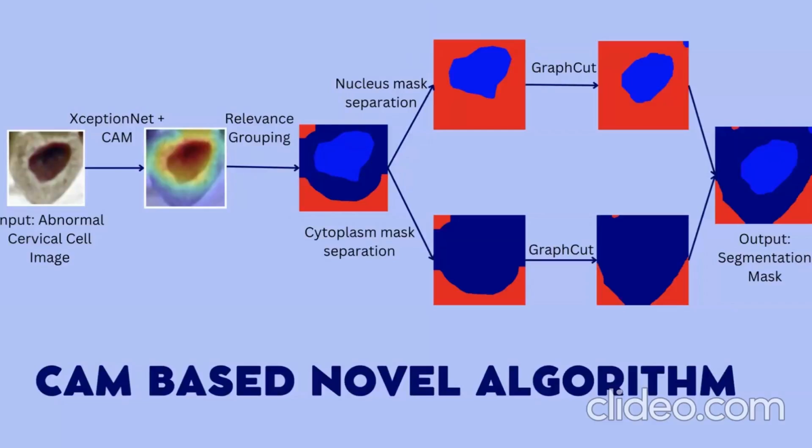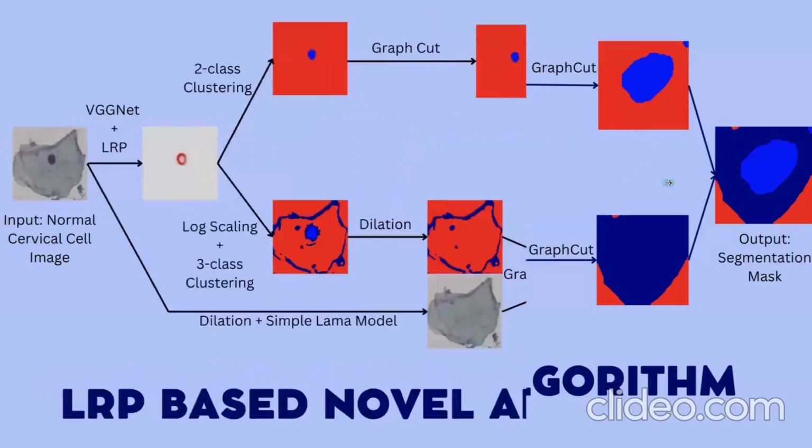To further refine this segmentation mask, we employed the graph cut algorithm. By separately applying graph cuts to these nucleus and cytoplasm masks, we achieved more precise segmentation masks. Then, these refined maps were merged to create a comprehensive pixel-wise segmentation map with improved clarity.